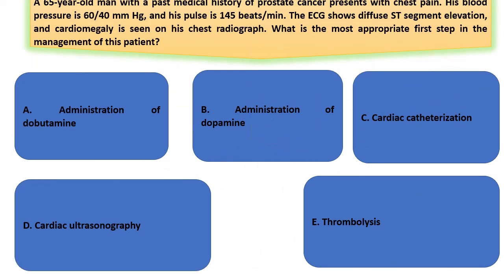A 65-year-old man with a past medical history of prostate cancer presents with chest pain. His blood pressure is 60/40 mmHg, and his pulse is 145 beats/min. The ECG shows diffuse ST segment elevation, and cardiomegaly is seen on his chest radiograph. What is the most appropriate first step in the management of this patient?